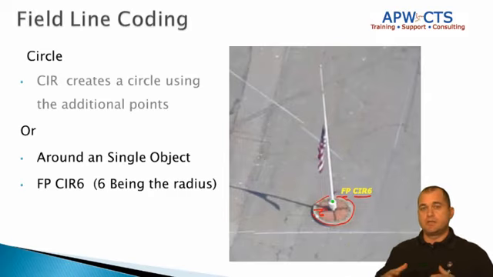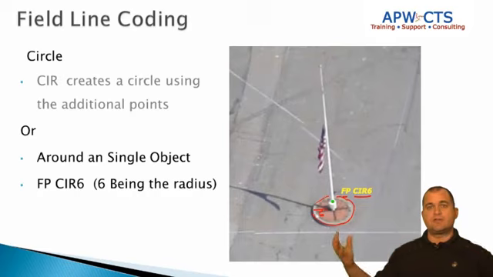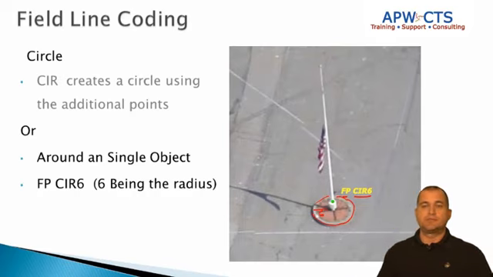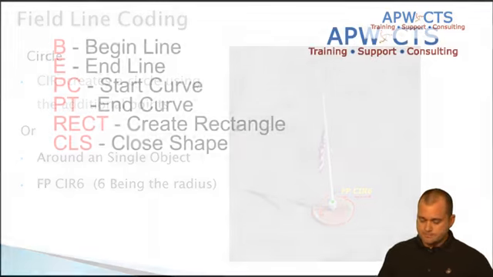You could think about doing this for a tree and then the drip line. So you could locate the tree and then put a CIR 25 if it had a 25-foot drip line around the tree. So a lot of different things you can do with these circle commands.